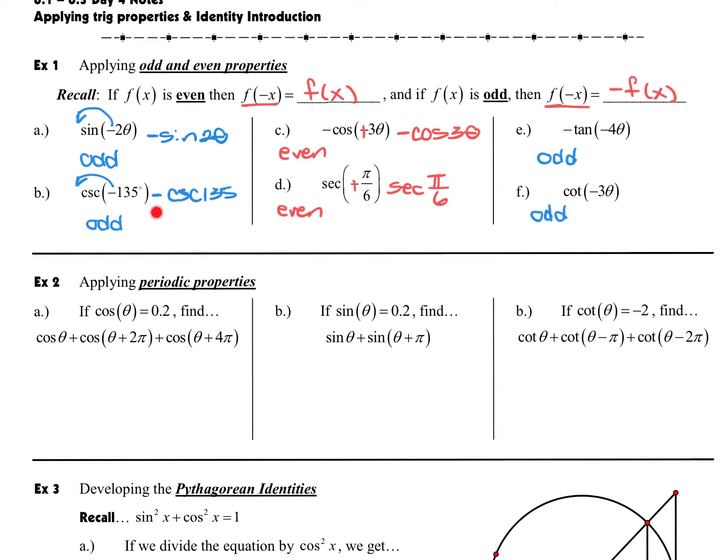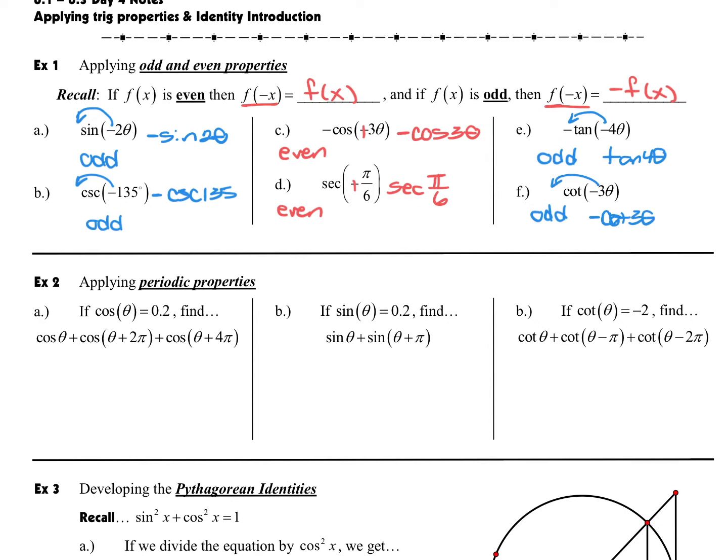This one is a nice convenient one to check. If you evaluate the cosecant of negative 135 versus the negative of the cosecant of 135, you'll in fact see that you get the same answer both times. On our tangent, we're going to pop it as well, but notice on this one, we're going to end up with a negative times a negative. So this is going to give us a tangent of 4 theta. And on our cotangent, we're going to pop it as well, so negative cotangent of 3 theta.